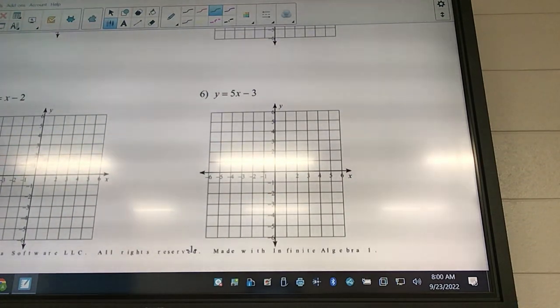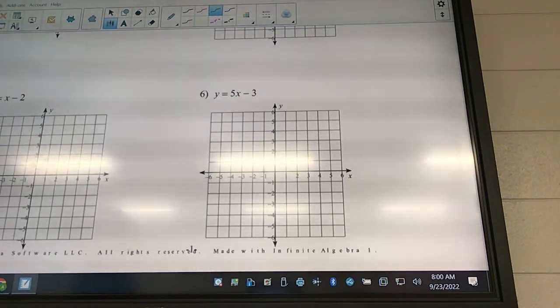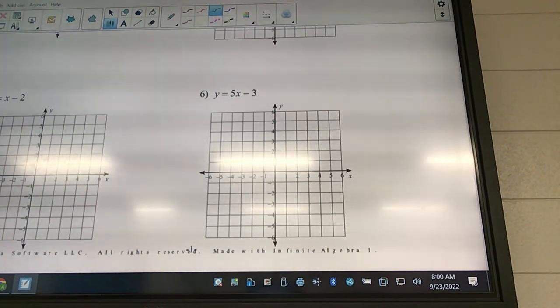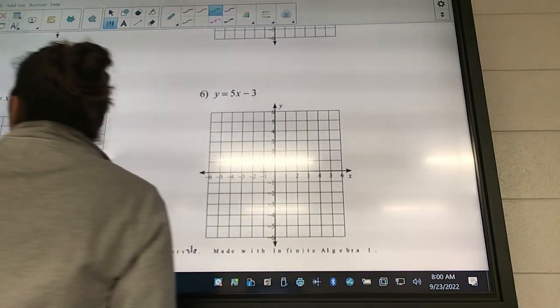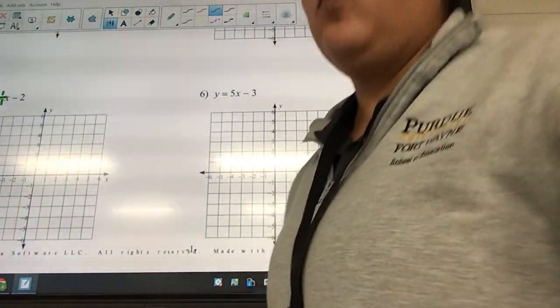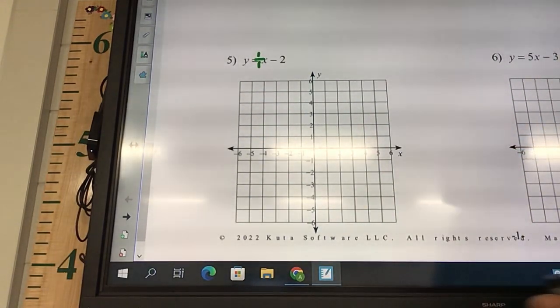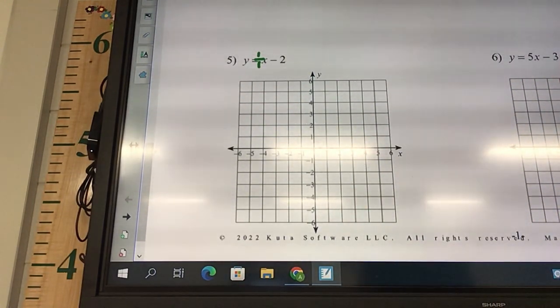Okay, 5. Well, I'm doing 5. Okay, see how there's no number in front of the x? Same thing. If there's no number in front of the x, what is it? A 1. Okay, and because we need that fraction, it's really 1 over 1. Okay? So, what is my y-intercept? Negative 2. So go to the y line and find the negative 2.